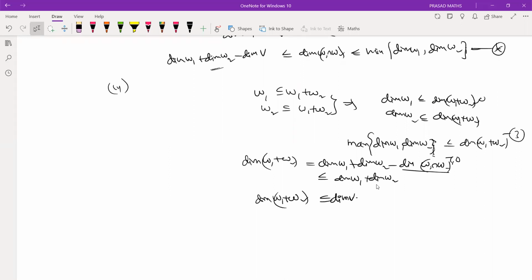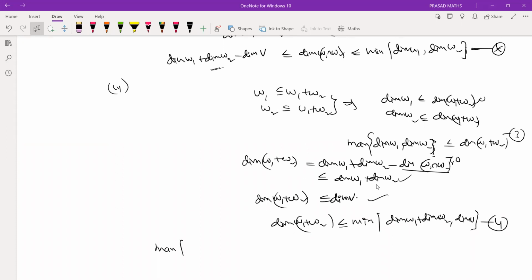Yes, sir. So therefore, using these two relations, dimension of W1 plus W2 is a lower bound for this, the same strategy. So the lower bound is always less than or equal to the greatest lower bound of this set, but the greatest lower bound of this set is nothing but the minimum of dimension of W1 plus dimension of W2, comma, dimension of V. So therefore, using these 3 and 4, one can write like this.